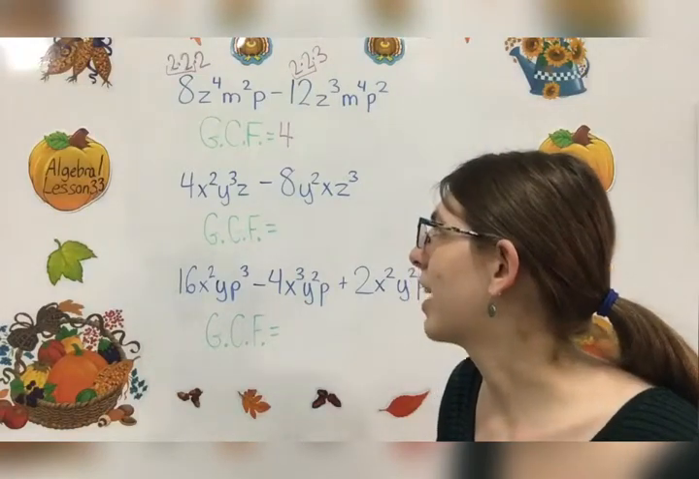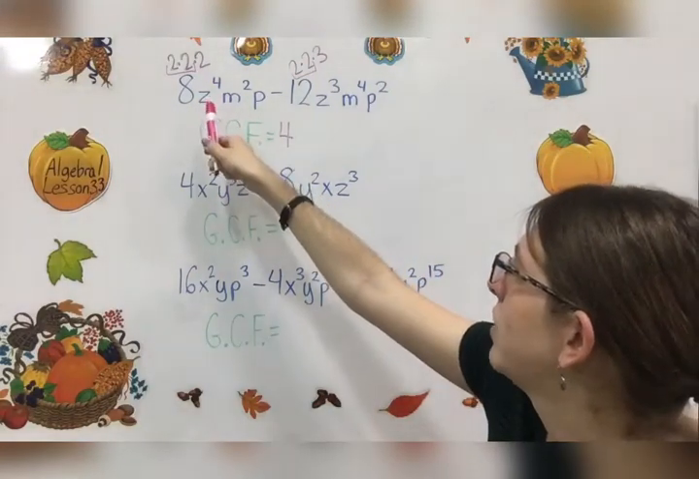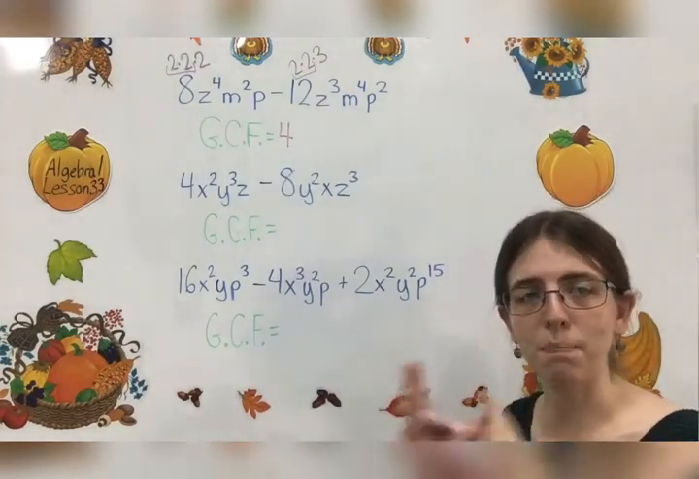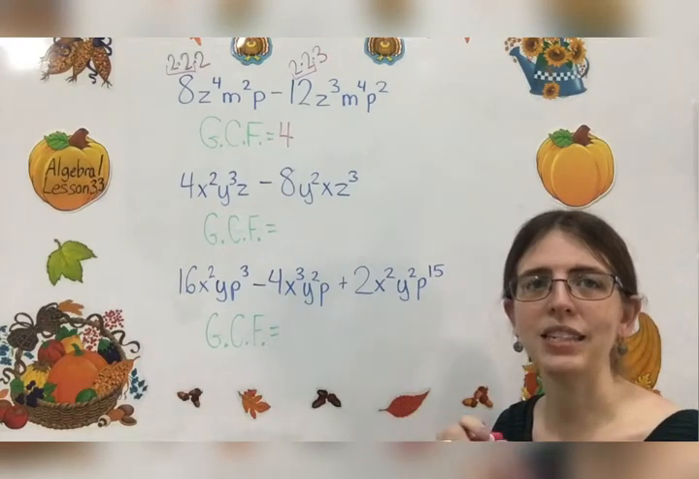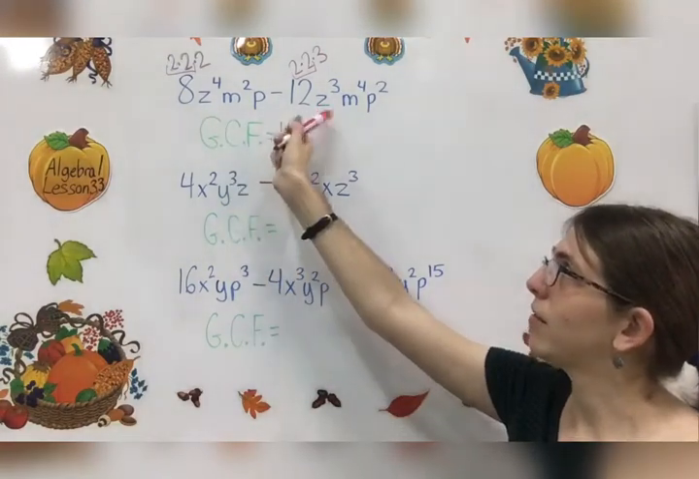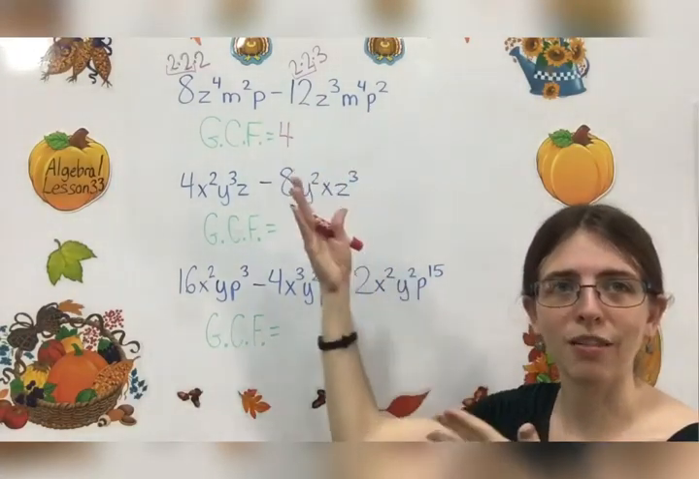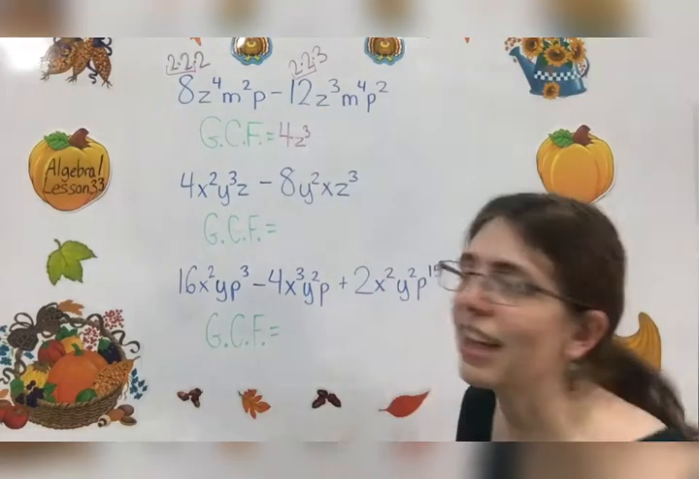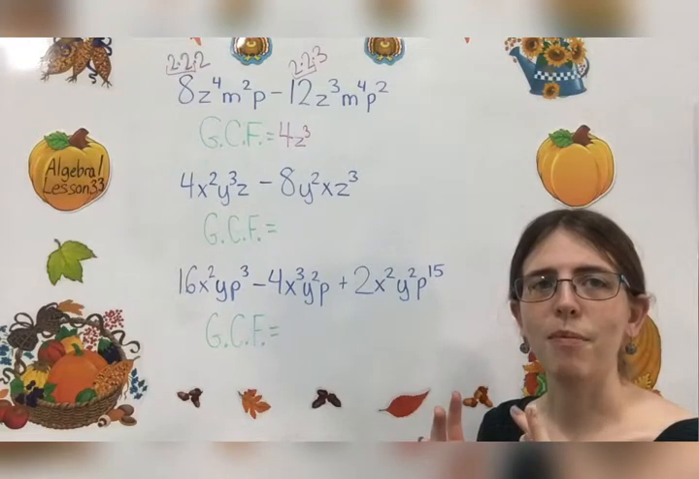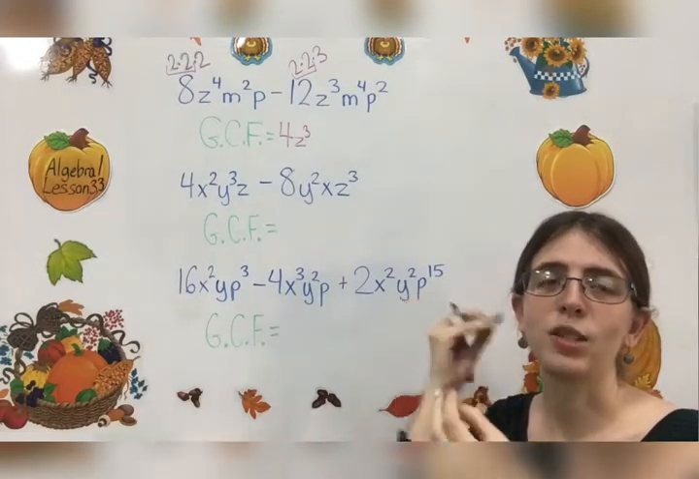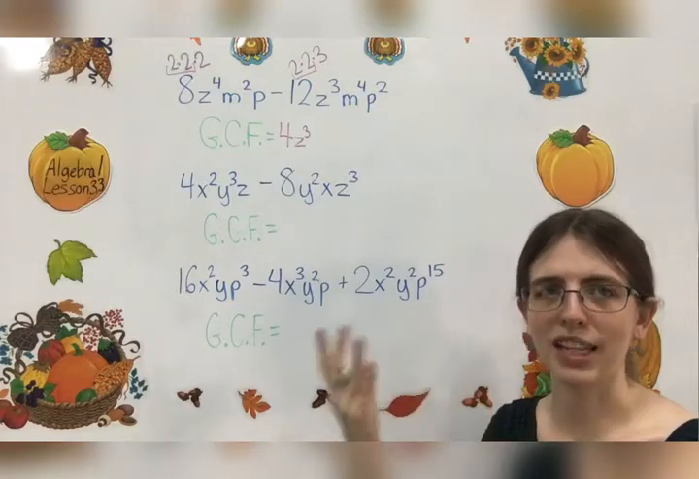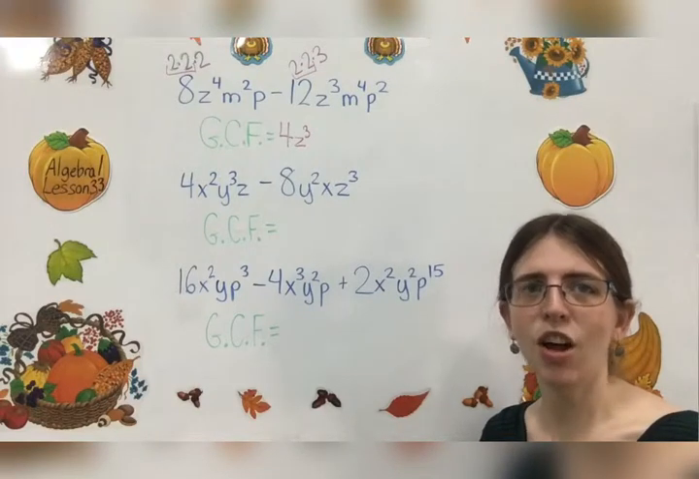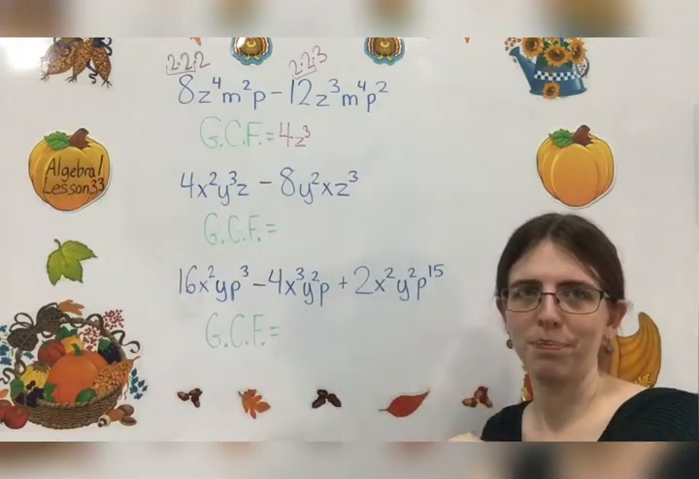Right now, let's focus on the letters. Z4, let's focus on Z first. I have Z4 and Z3. Well, that means that the greatest number of times Z appears in both of them is 3 times, okay? Because it can't appear 4 times in my second term. It's only there 3 times. So the greatest is Z3. So basically that means that you're looking for the variable that has the smallest exponent. The variable with the smallest exponent will be the variable in your greatest common factor, as long as that variable is in each term, okay?